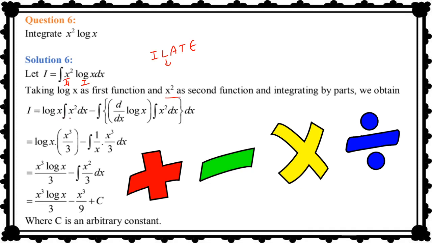First integral of second, x square, what is the integral? X cube upon 3, minus integral of derivative of first, which is 1 by x, and integral of second, x cube upon 3. Now we have got x square by 3, right? And what is the integral of this thing? X square upon 3 is x cube upon 3 into 3, 9, and this is the answer.